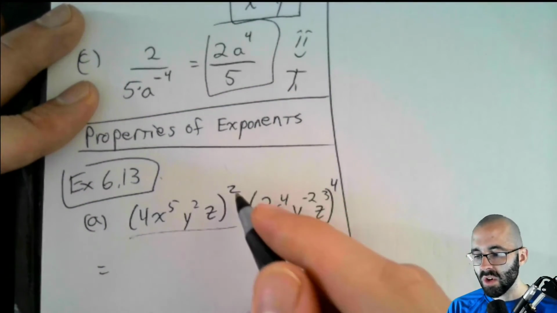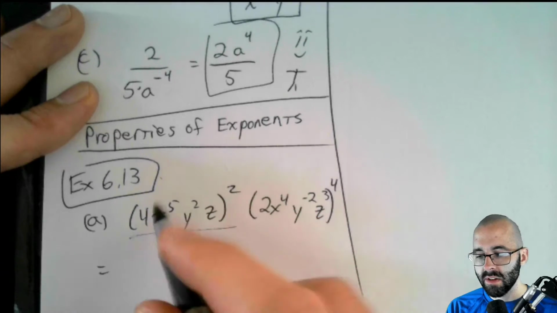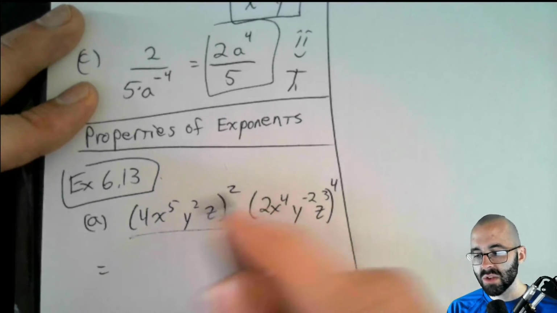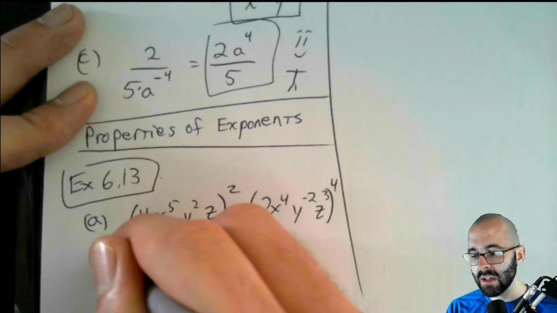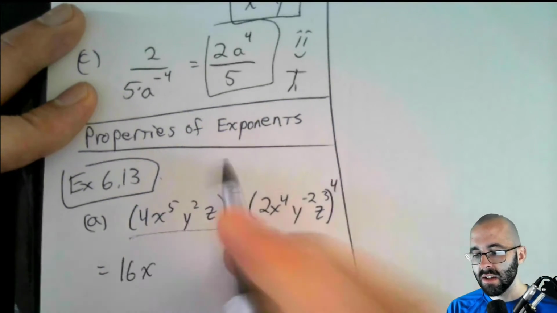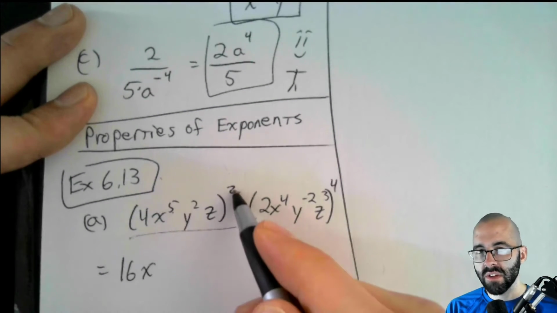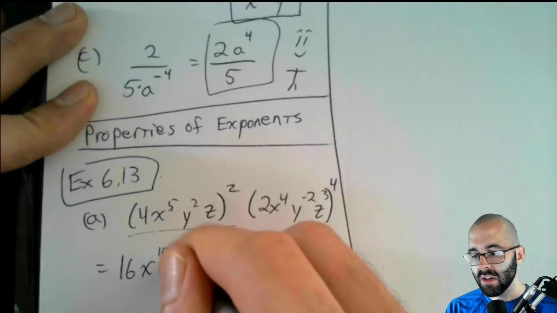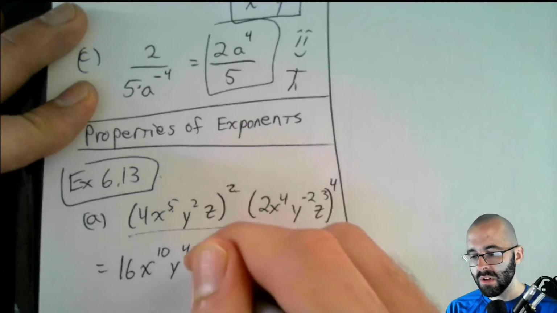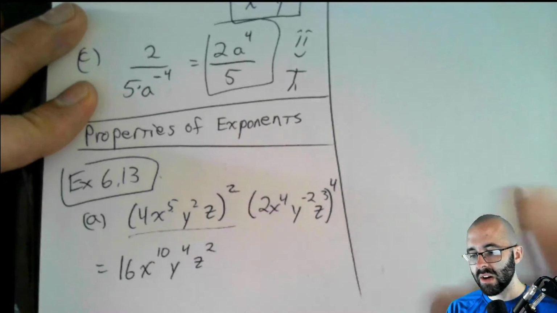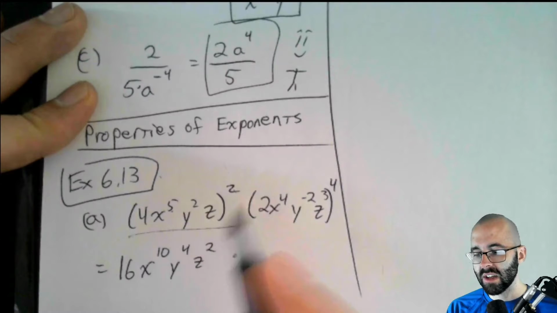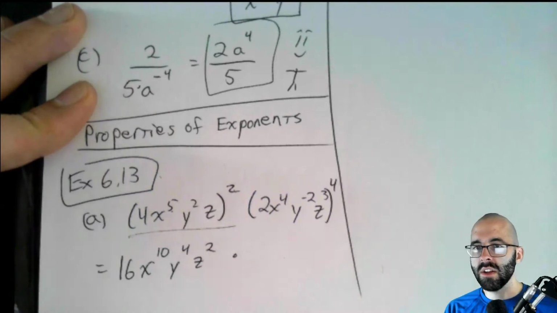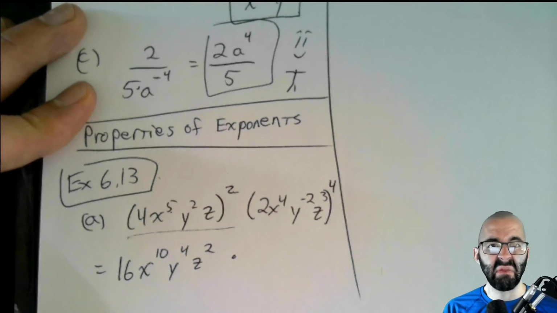Okay, so it's all getting squared. Everything multiplied is getting squared, so we square each part. 4 squared, 16. X to the 5th squared, multiply those exponents, x to the 10th. y squared squared is y to the 4th. Z is also getting squared. So that's the first thing, squaring each part using rule number 4 and rule number 3 on your sheet.